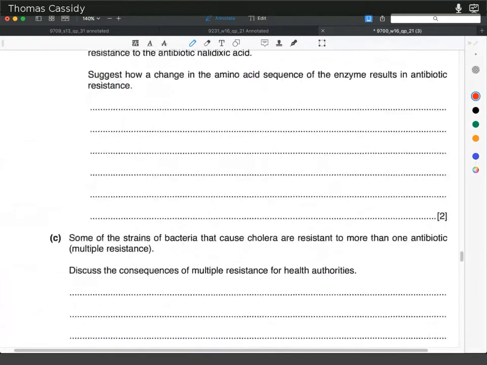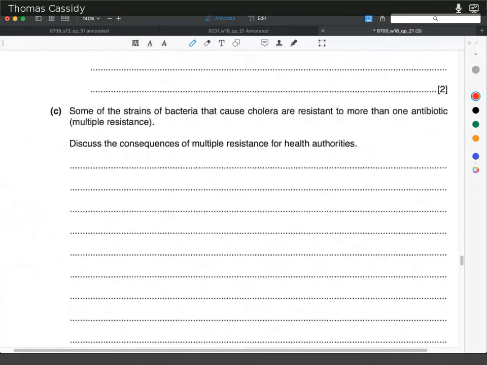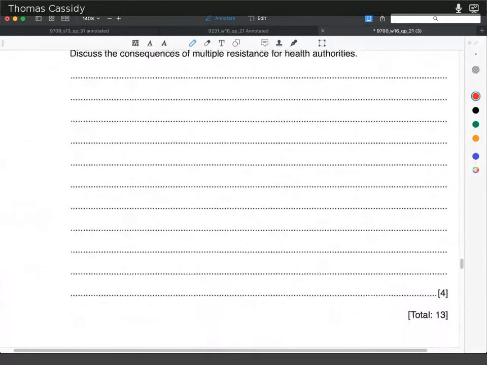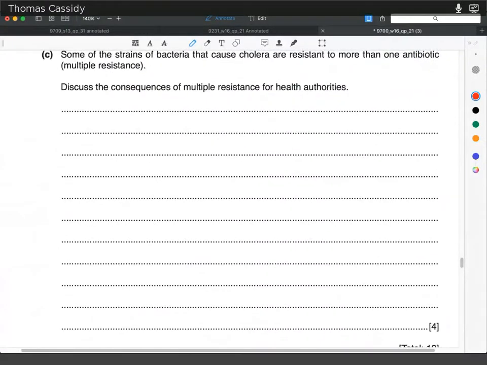Moving on, part C. Some of the strains of bacteria that cause cholera are resistant to more than one antibiotic, multiple resistance. Explain the consequences of this. So not really a biology question, but a long 4-mark question to talk about more practical reasons about why this is an issue. It's another one of those questions where, a bit like the one we talked about with natural disasters, there's a whole load of things we could talk about.